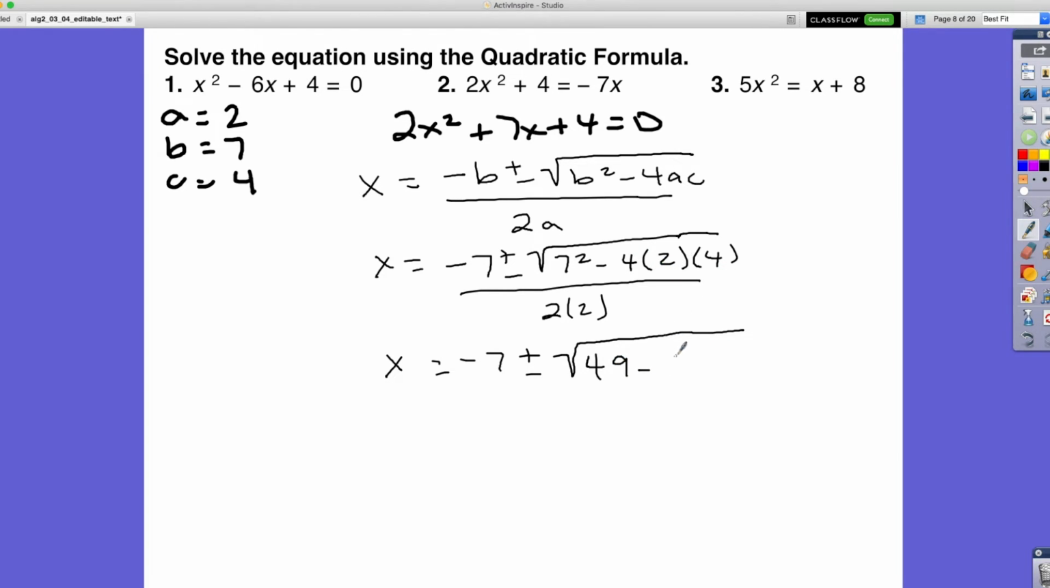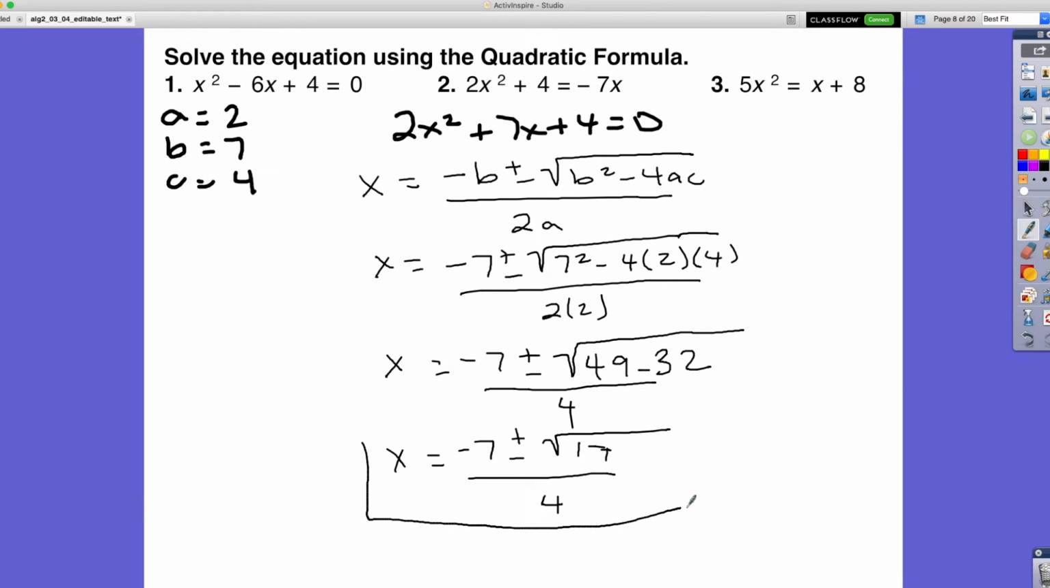All right, so 8 times 4 is 32, all over 4. X equals -7 plus or minus. Okay, you subtract that, becomes 17 all over 4. And 17, I cannot simplify that. Let's see if I can do triangular reduction. There's no whole number here, so I cannot. And this is your final answer.